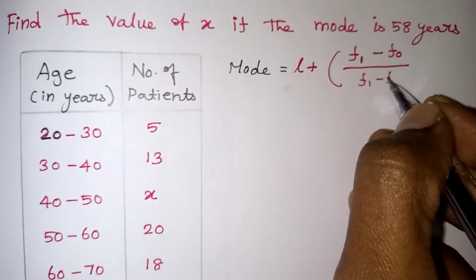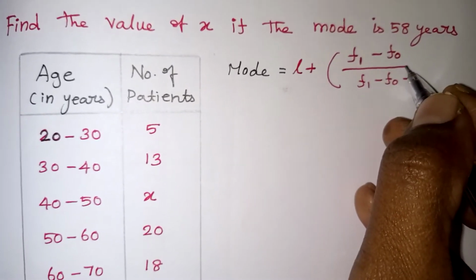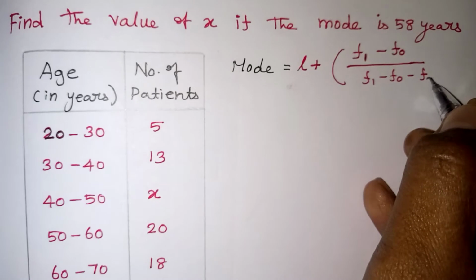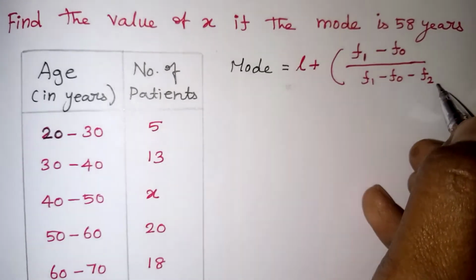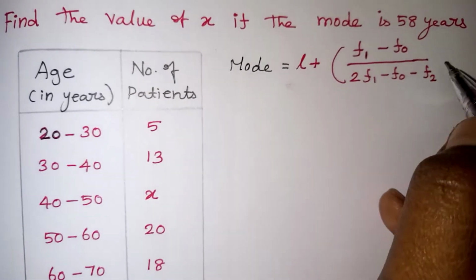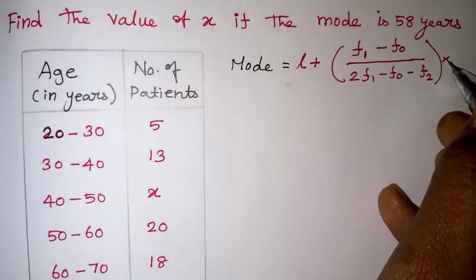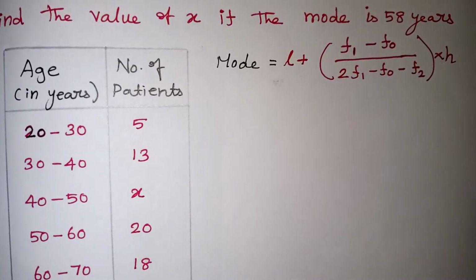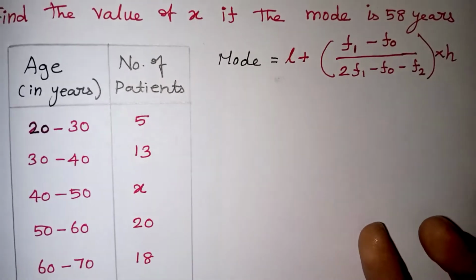F1 minus F0 minus, here which is missing, now 2 is missing, write the F2. So here we have added the F2 extra, so here also you have to add 1 2. So 2 into F1 you should take, multiplied by h. h is nothing but class size. Now this is the formula.